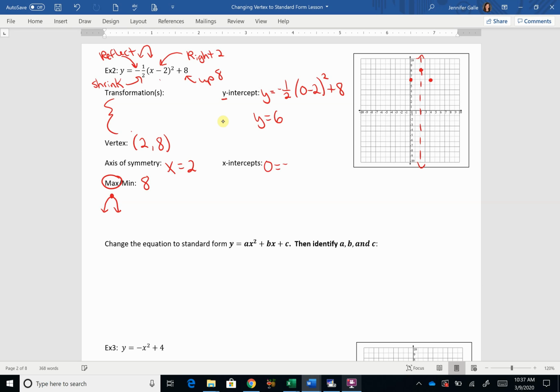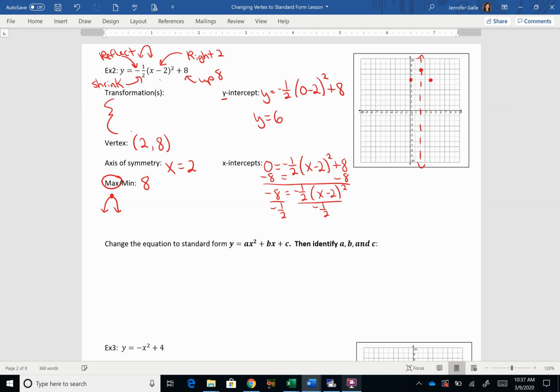X-intercepts, we put 0 in for y. I wanted to make sure we saw one where we had to find x-intercepts and we had a fraction in there. So let's get rid of our 8 first. Positive 8, so we need to subtract 8. And now this is something, again, guys, you can go to the calculator for. On the other side, we divided by 2. This time, we're going to divide by -1/2. So try that out in your calculator.